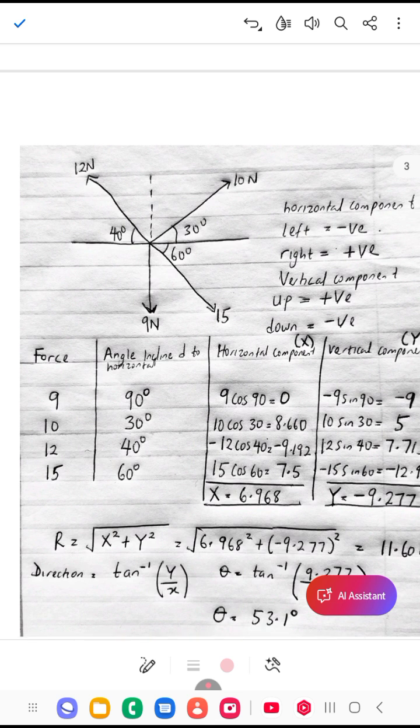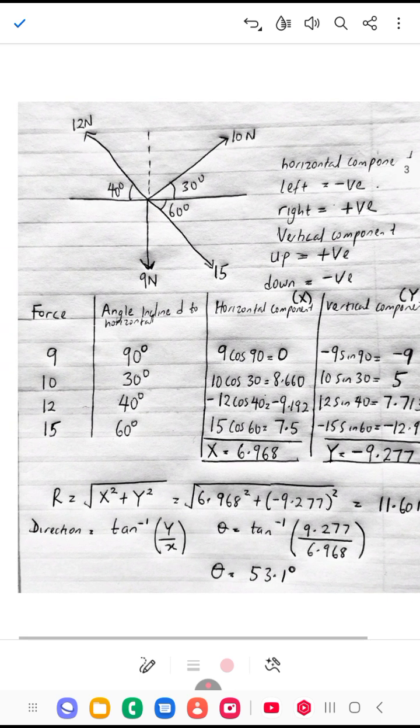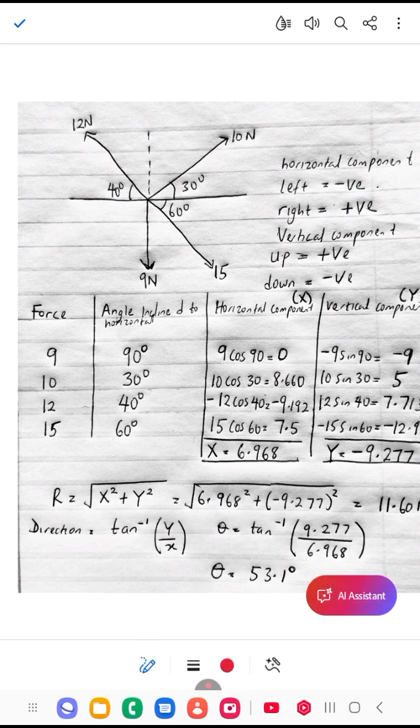And now let's look at this question here. I want to teach you on resolution of two or more vectors. So we have 4 vectors here. We have 10 Newton, 12 Newton, 5 Newton, and 9 Newton.